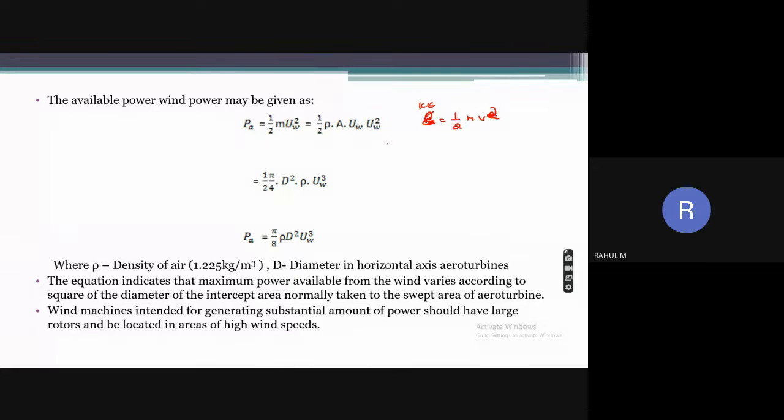We converted this by expressing mass in terms of density and volume, and after the further conversions we found that the total available power PA is equal to 1 by 2 into density into area into V cube. Am I right? Yes, sir. If you convert the area into pi by 4 d square, then PA is equal to 1 by 2 into rho into pi by 4 into diameter d square into V cube.